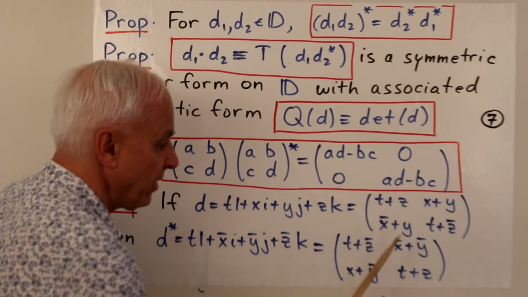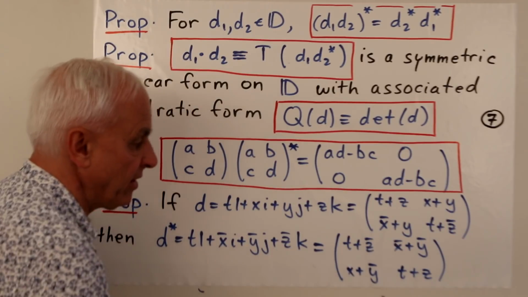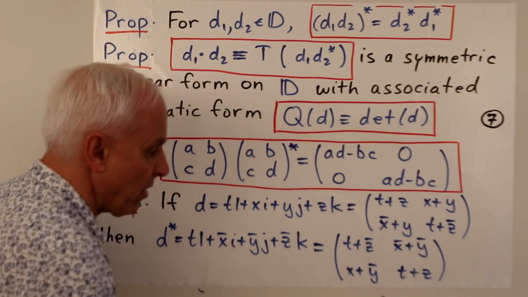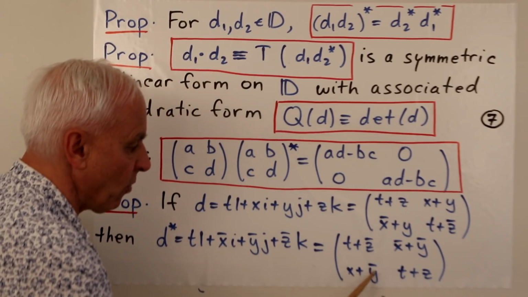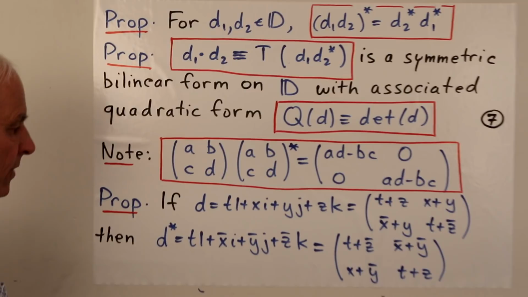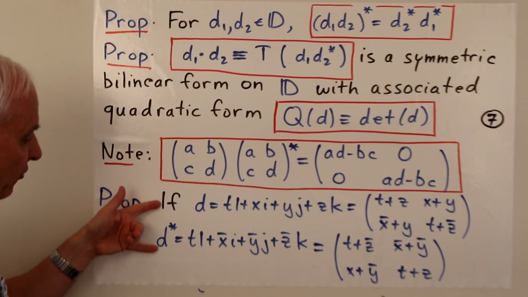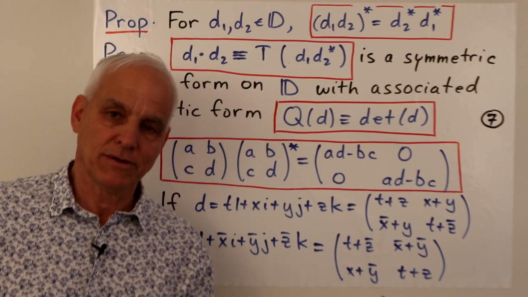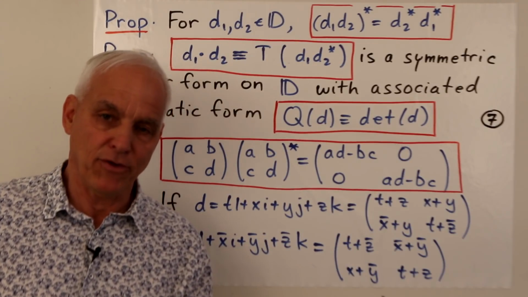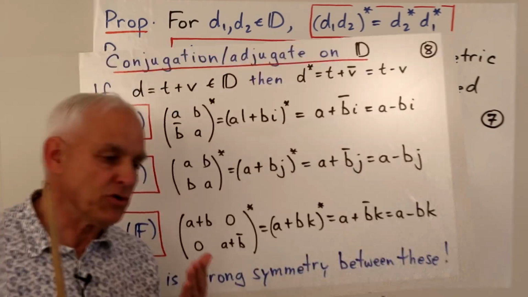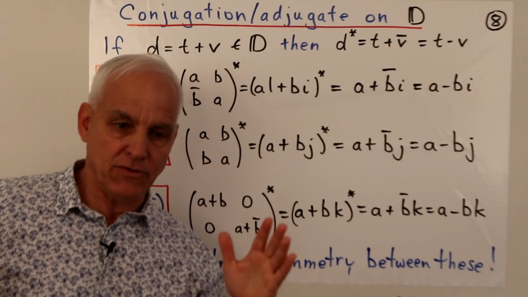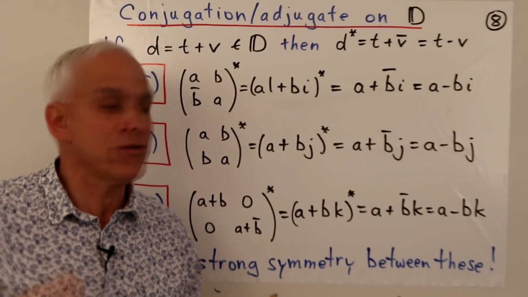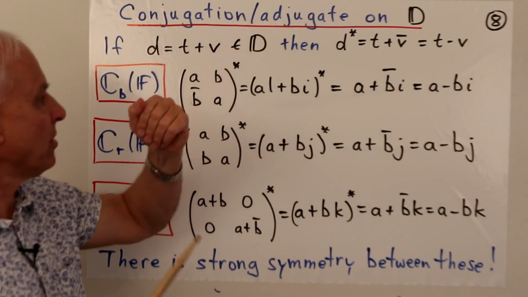The Z here and here get negated, so we get Z bar and Z, and the X's and Y's are all negated. So we get X bar plus Y bar up here, and X plus Y bar down here. So at the level of dihedrons written in terms of our canonical basis, this adjugate is a very pleasant thing. Okay, so now let's introduce conjugation on dihedrons. Conjugation is just going to be another name for this adjugate operation.